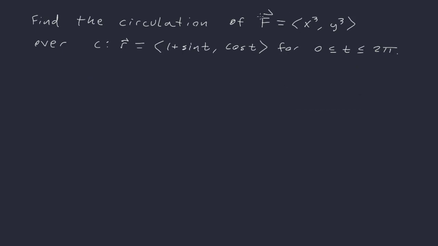For example, let's find the circulation of capital F equals x cubed comma y cubed over the curve r equals 1 plus sine t comma cosine t. This is like an odd function here. It's a circle, but it goes in a different order and it's strange. However, it's going from 0 to 2 pi. This is going to be a closed curve because r of 0 is going to be the vector 1, 1, and r of 2 pi is also going to be the vector 1, 1.